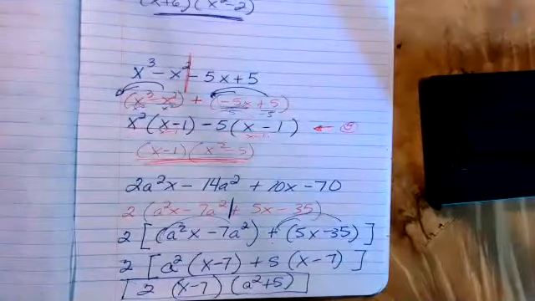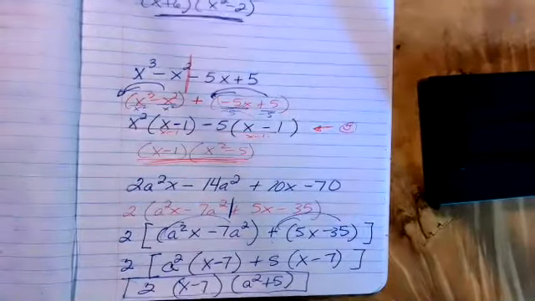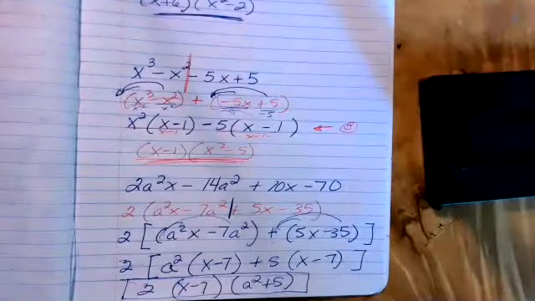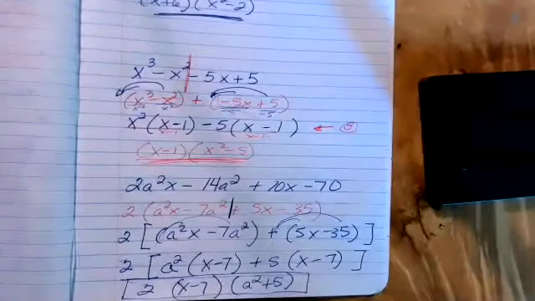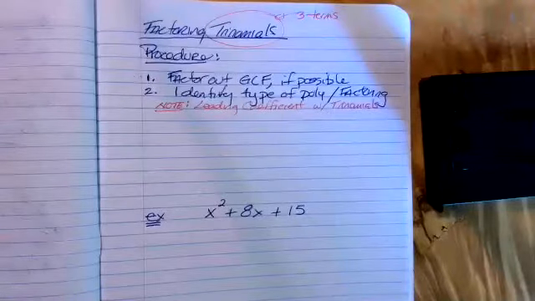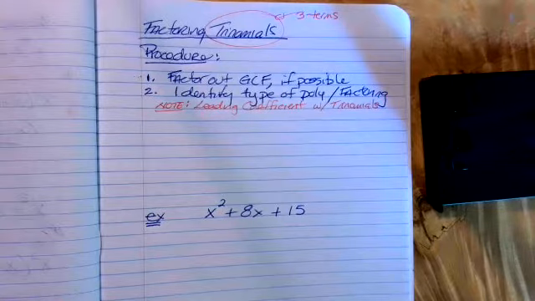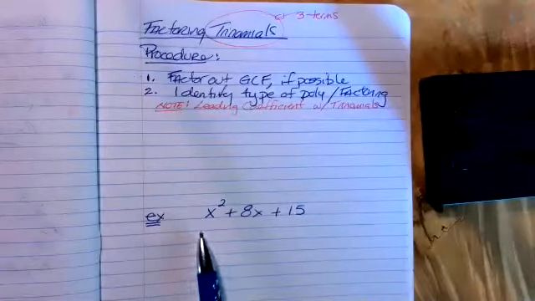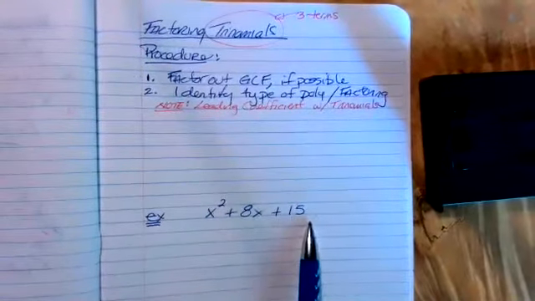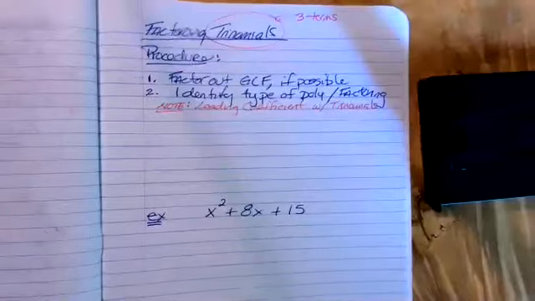And it looks like the final answer is going to be 2x minus 7, a squared plus 5. So let's look at this example. We're factoring trinomials, which are 3-term polynomials. The first thing we want to do is look for a GCF if it exists. In this example, it doesn't look like we have a GCF.